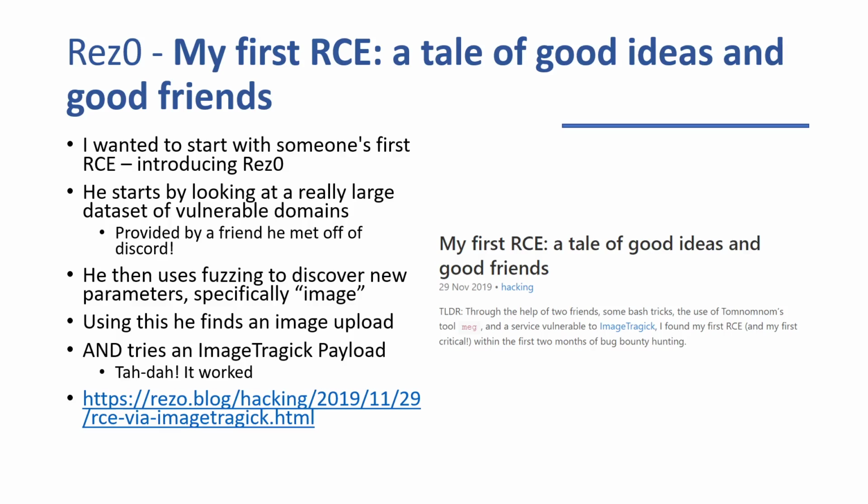So introducing Res0. He starts by looking at this really large data set of vulnerable domains, and this is provided by a friend he met off of Discord, the Hacker 101 Discord. And really what he does is use fuzzing to discover new parameters. He's specifically looking for image, and he wants to find an image upload. And it's really simple, because all he did was try an Image Tragick payload and it worked.